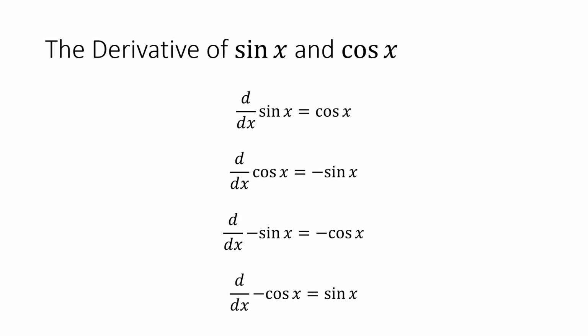Now, getting into the derivatives of sine of x and cosine of x. These derivatives seem to form a type of loop. So starting off with sine of x, the derivative of sine of x is going to be cosine of x, for which the derivative of cosine of x will be negative sine of x. The derivative of negative sine of x is then going to be negative cosine of x. And finally, the derivative of negative cosine of x is going to once again be sine of x.